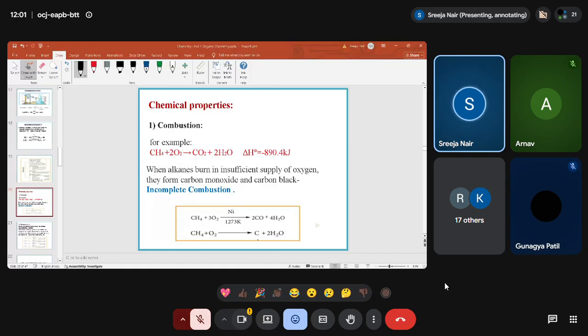I want everyone to write down this reaction in your notebook. So write down the topic, that is chemical property, and the first is combustion. Write down these reactions, the one that I'm putting a tick.